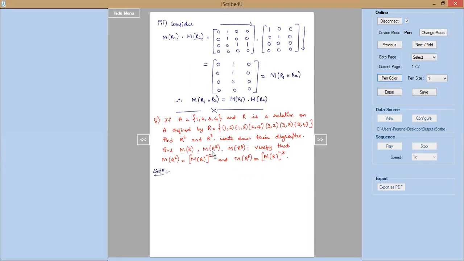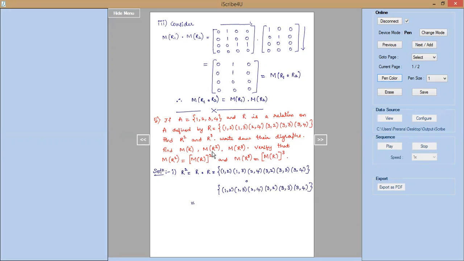Solution. Firstly we have to find R square, which is R composition R, so R on R itself. I'll just write down the elements for convenience: (1,2), (1,3), (2,4), (3,2), (3,3), (3,4). Composition, the same elements: (1,2), (1,3), (2,4), (3,2), (3,3), (3,4).